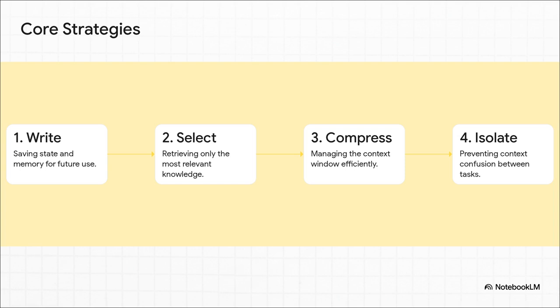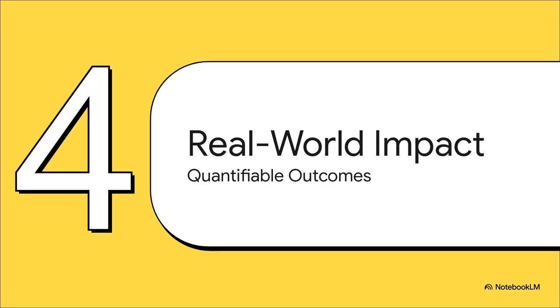They compress the information to fit everything into the model's limited attention span, its context window. And finally, they isolate different tasks from each other to keep the AI from getting confused. It's a really delicate dance, a mix of art and science. Okay, that's the theory. It all sounds great on a slide, right? But what does this actually look like in the real world?